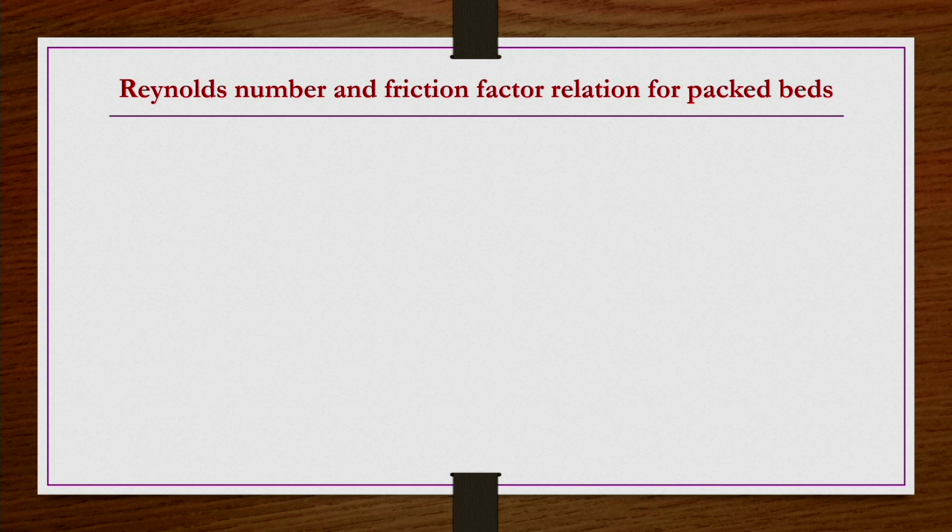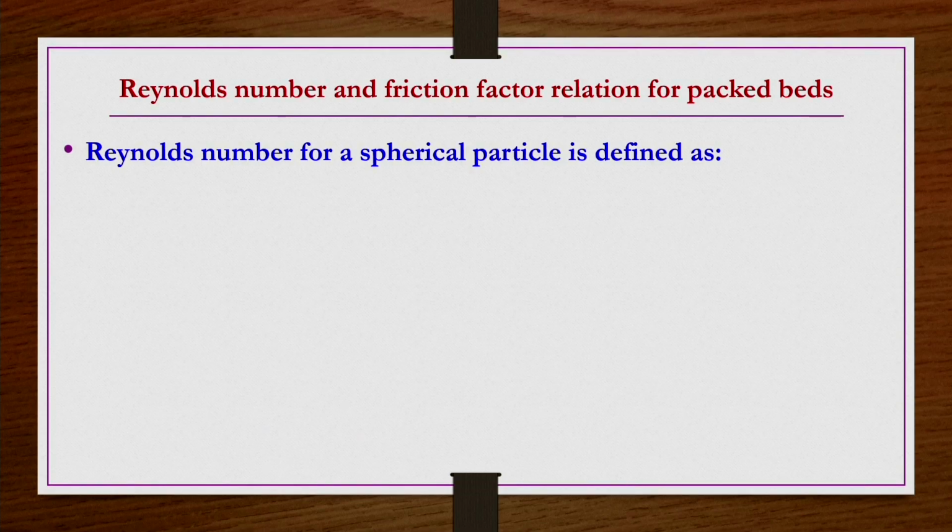So, Reynolds number and friction factor relation for packed beds. As I said, for a single particle we know the Reynolds number, and for an empty column without packing we know the friction factor. We try to find out this expression for a packed bed, or a column packed with a few types of particles, right. For a single particle, especially a spherical particle, the Reynolds number we know as Rep equals dP V bar rho by mu. V bar is nothing but the average velocity, rho is the density of the fluid, mu is the viscosity of the fluid, dP is the diameter of the spherical particle, right.